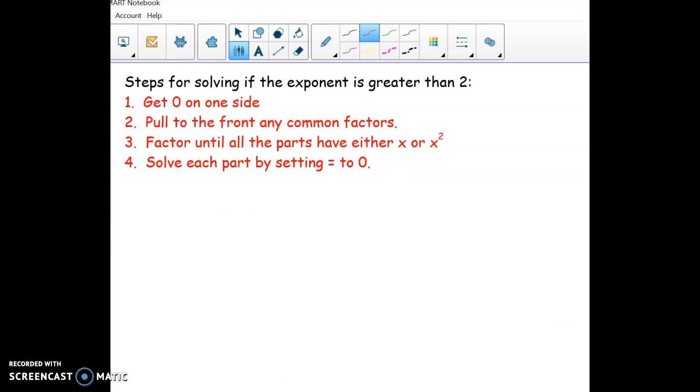So here's the general process when you have an exponent that's higher than 2. For right now, what we're going to do is get the 0 on one side, check for the GCF. So when you're factoring, check GCF first. And then from there, keep factoring until you either have x or x squared, and then solve those parts, right? Set them to 0 and solve them individually, right? Because again, we already know how to solve linear, and we already know how to solve any quadratic. If nothing else, you can always use quadratic formula. If you have an x squared and you're stuck, use quad formula and you should be able to solve it.